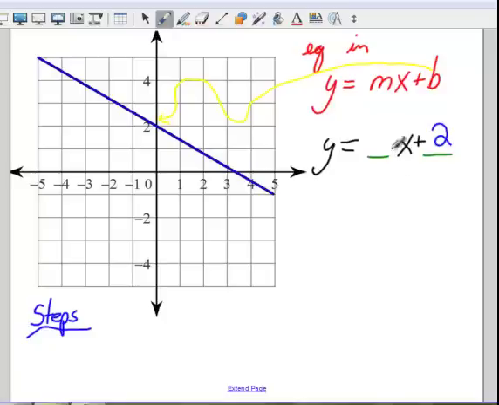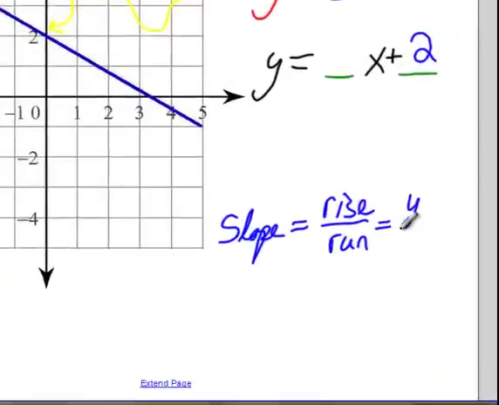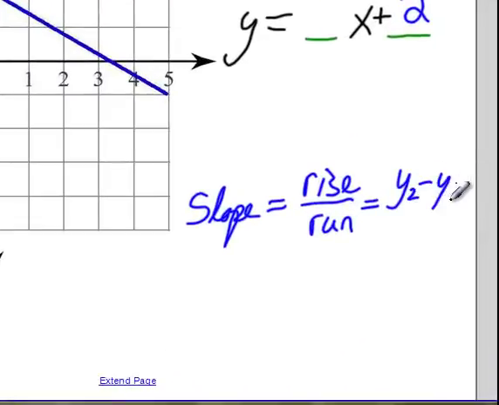So now all I need to know is what goes here, and that is my slope. So I need to find the slope of this line. If you remember back, slope is equal to rise over run. Or another way to look at that: rise would be difference in your y's over your run, that's your x's.